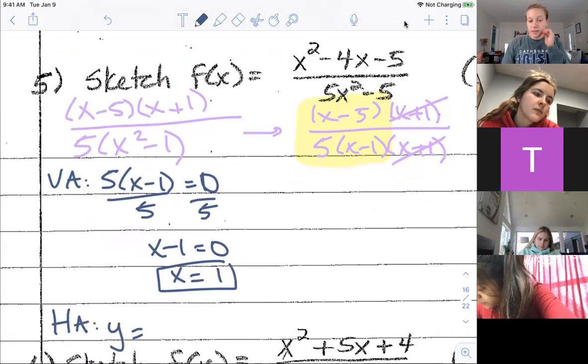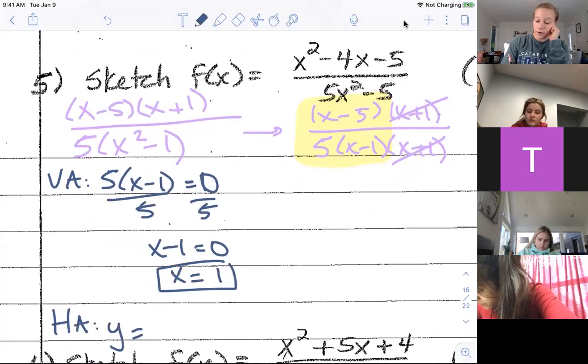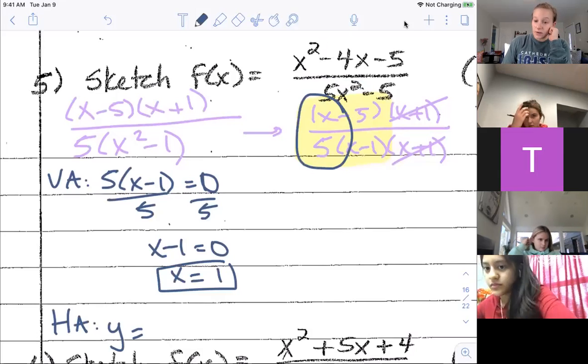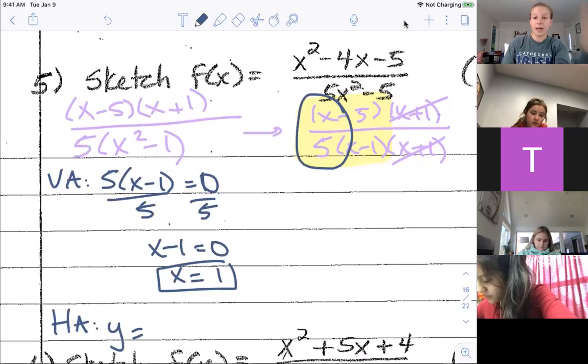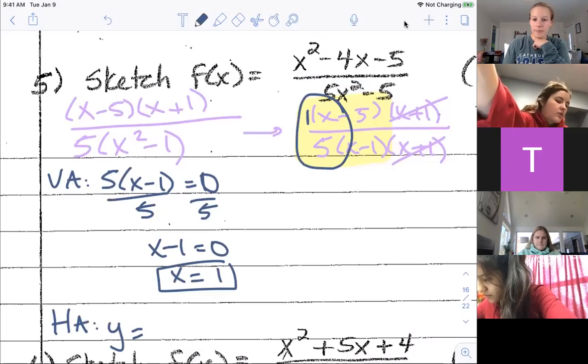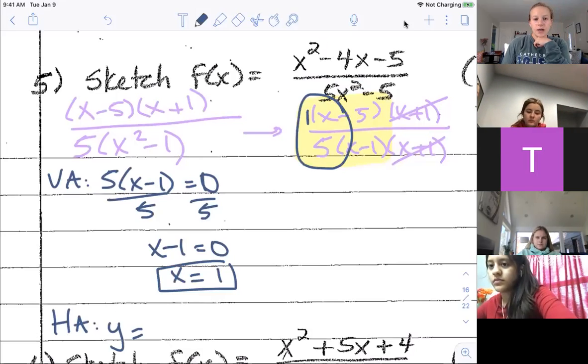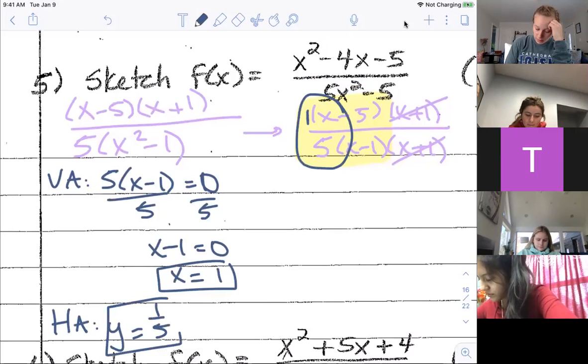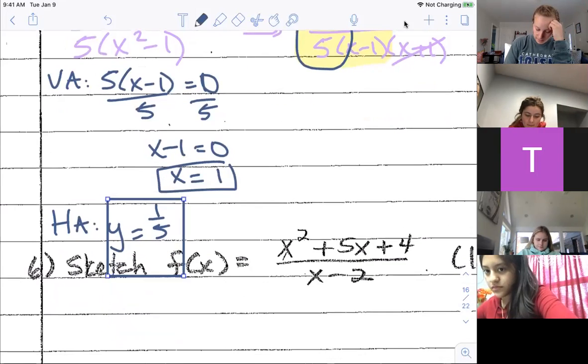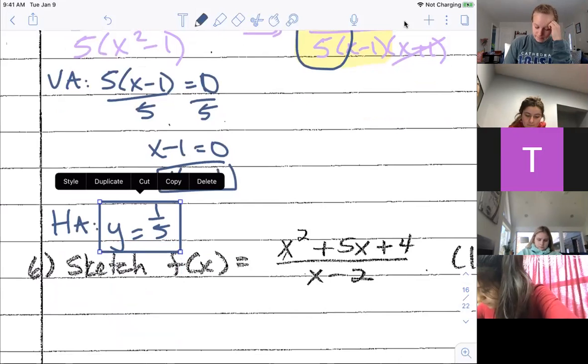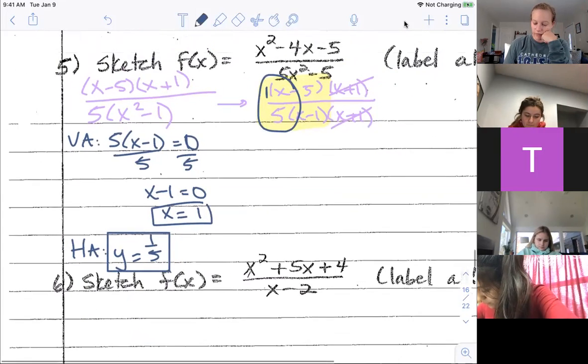My HA is looking at my exponents. You can either go from the beginning and look at these exponents and coefficients right here, or you can look at the new ones. It's an x and an x, okay. So since they're the same, we look at my coefficients. There's nothing in front of my x minus 5 in the numerator, so we just do a 1 out front, and we do 1 over 5 as my fraction of the coefficients. So my HA is 1/5. Any questions so far?